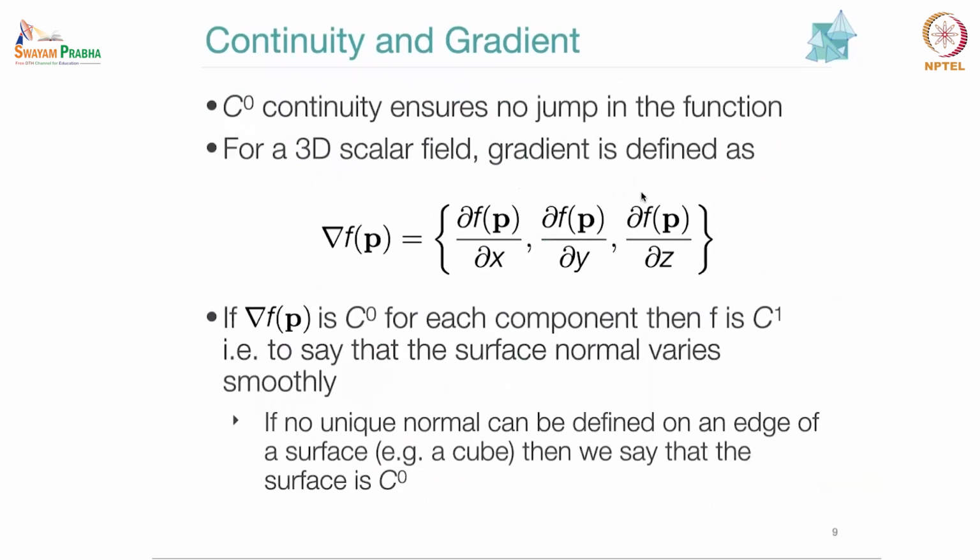Before I move on, let me quickly talk about continuity and gradient, and I believe you have already seen some of it in previous lectures. But just to recap, C0 continuity ensures no jump in the function, so if you don't want any jump in the function, you want to make sure that your function is at least C0 continuous. If it has jumps, then it is C minus 1. C0 will have creases in it, and usually anything more than C1 or C2 is what we would want to prefer.